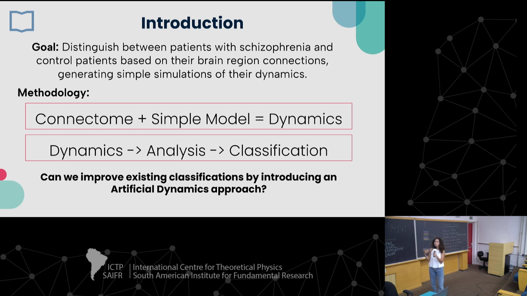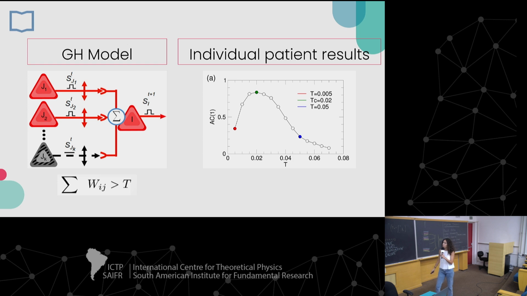Our project also, oh, sorry, I'm nervous. We read a paper that did similar things, but with structural, functional, and the combination of both, using some machine learning tools. So our first question was if we could do the same thing or even improve on it with artificial dynamics. So we used the Greenberg-Hastings model.